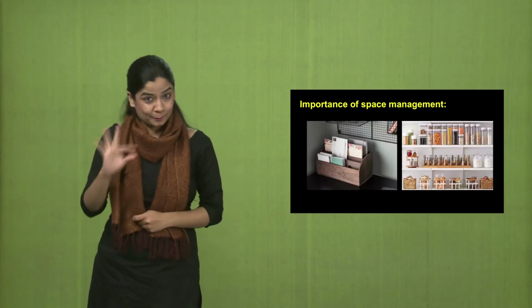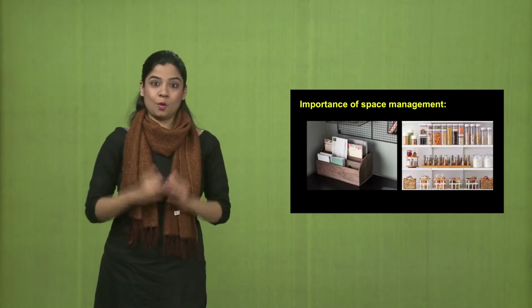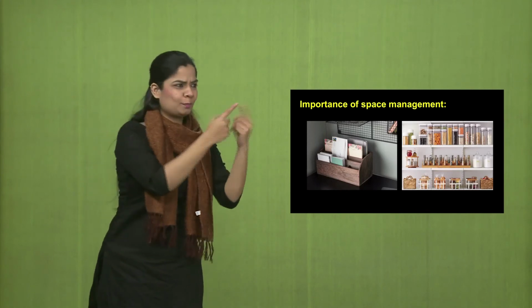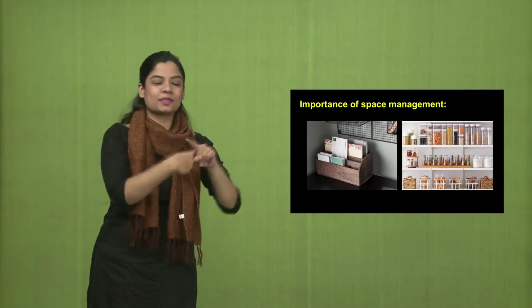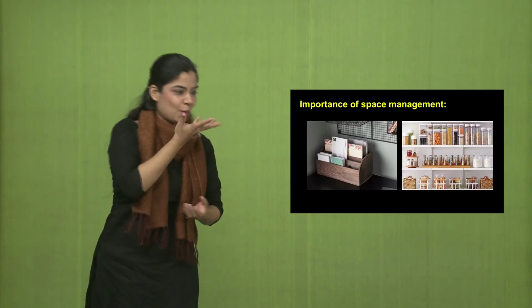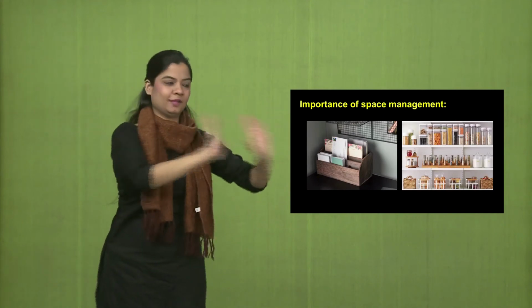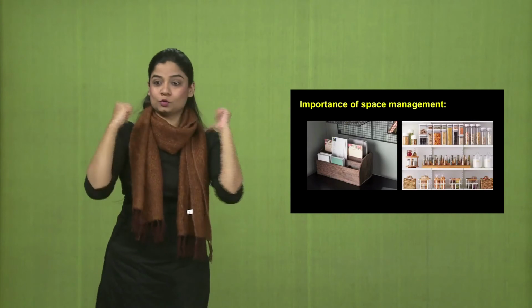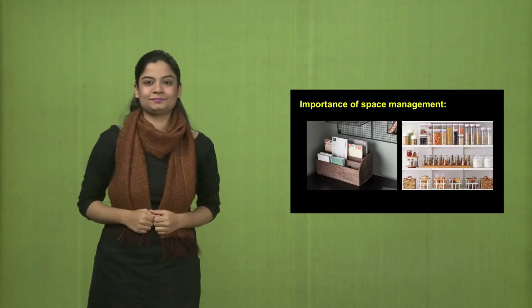Space management, is it important? Yes, it's quite important to manage space. Let me explain why. First is allotting space for activities. For example, kitchen is particularly allotted to cook food, to keep the things that are related to food, whereas keeping it anywhere in the house. Bedroom is allotted to sleep. So, different places are allotted for different activities.